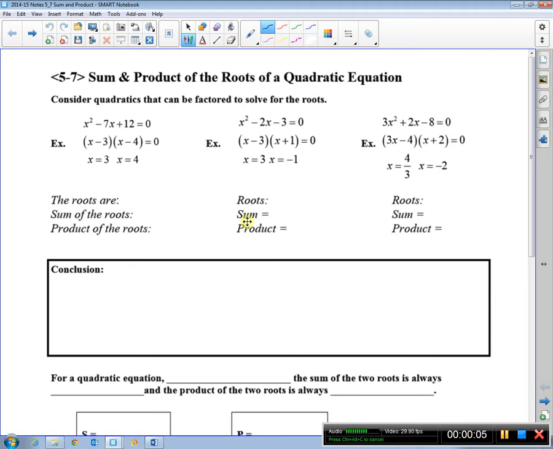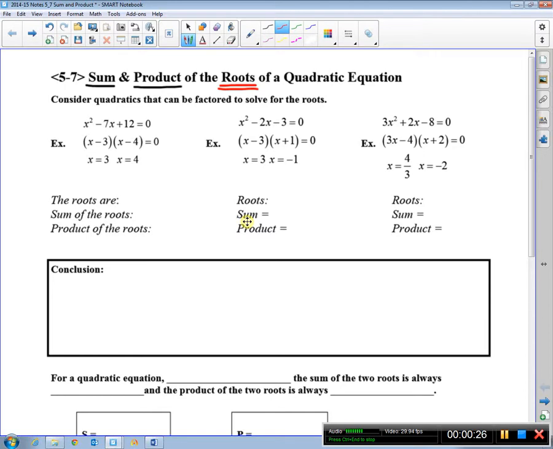This lesson is on the sum and product of the roots. Hopefully this is working. Sum, of course, means to add. Product means to multiply. And what we're doing is adding and multiplying the roots of a quadratic equation, what we get when we solve it. So keep that in mind.